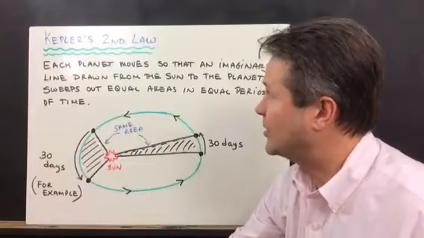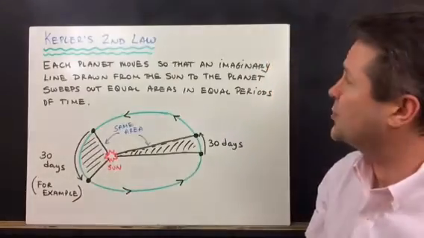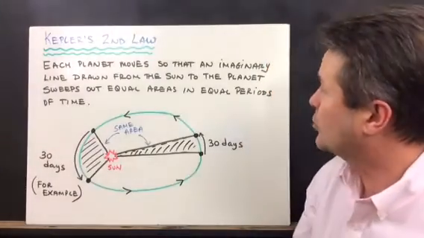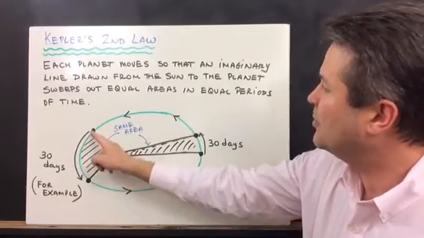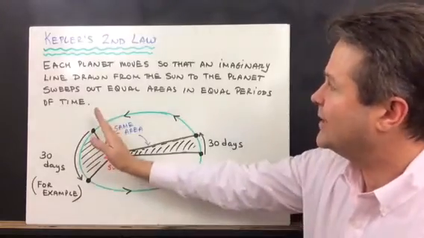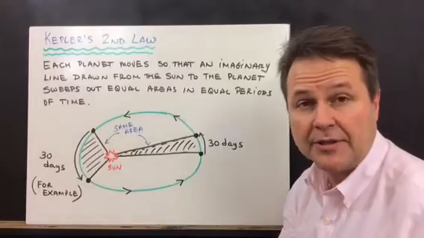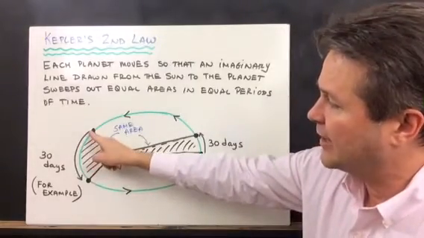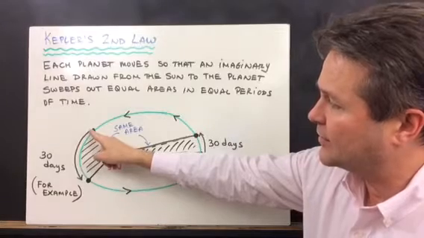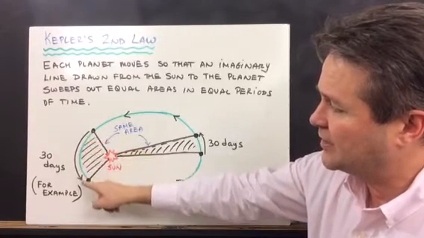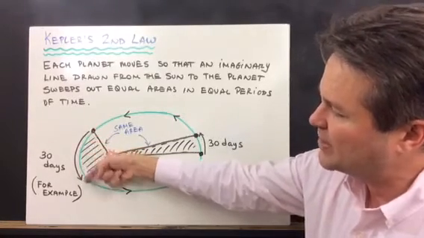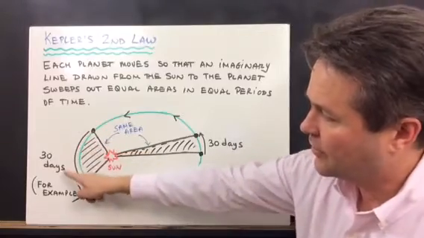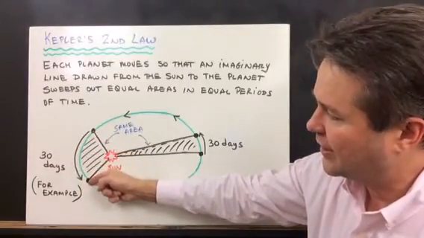Now Kepler's second law says that each planet moves so that an imaginary line drawn from the Sun to the planet sweeps out equal areas in equal periods of time. So let me explain here. Imagine the planet is located right here, and it takes 30 days for the planet to go from that position to this position. So it sweeps out this shaded area. 30 days to sweep that shaded area.